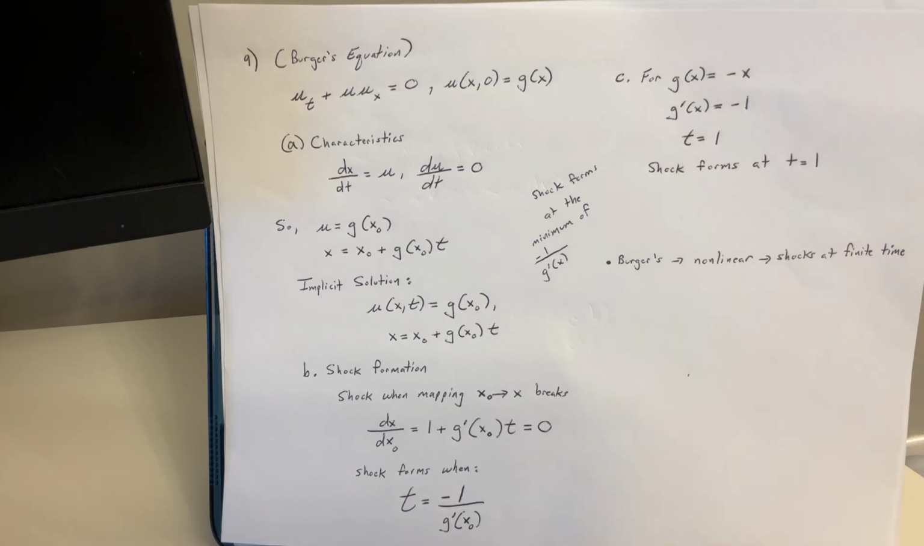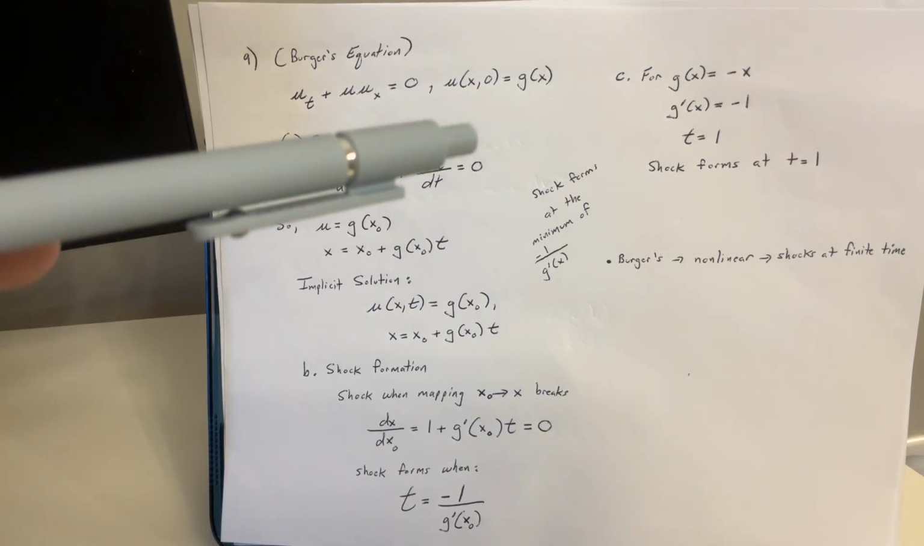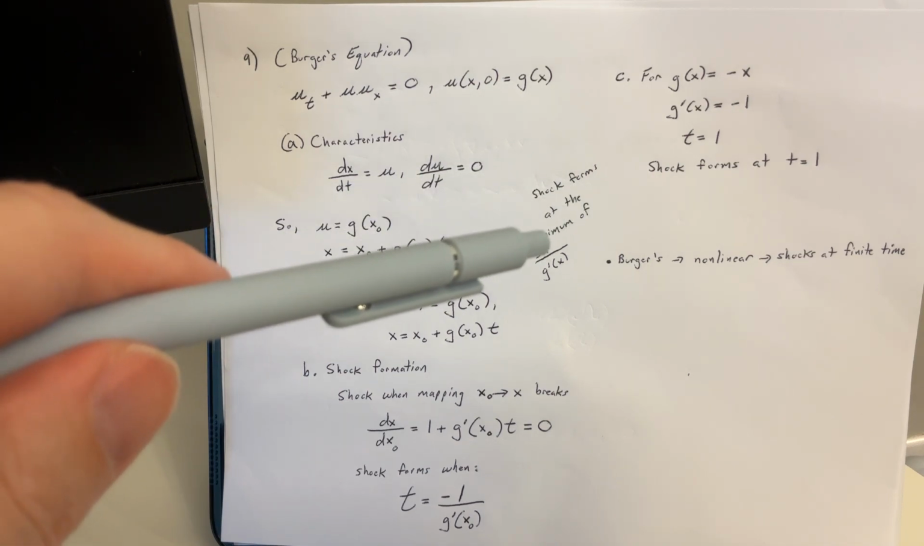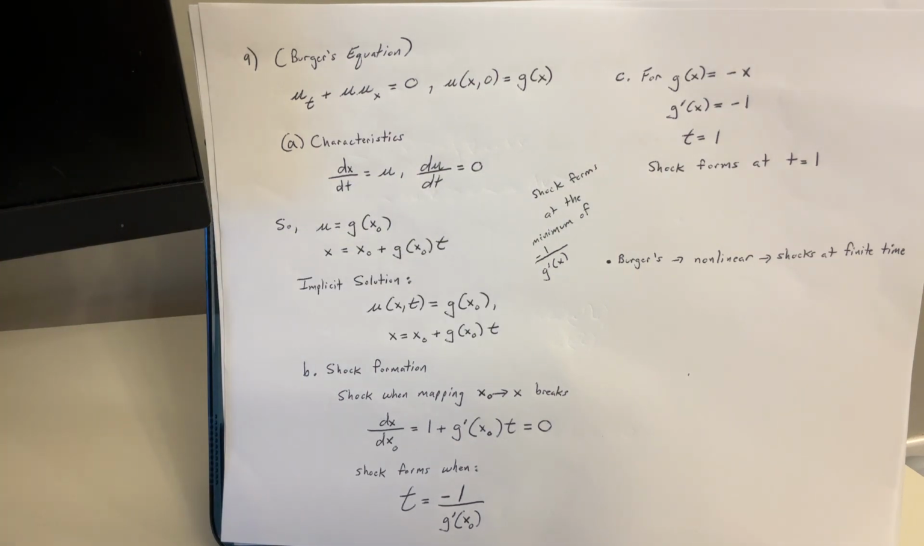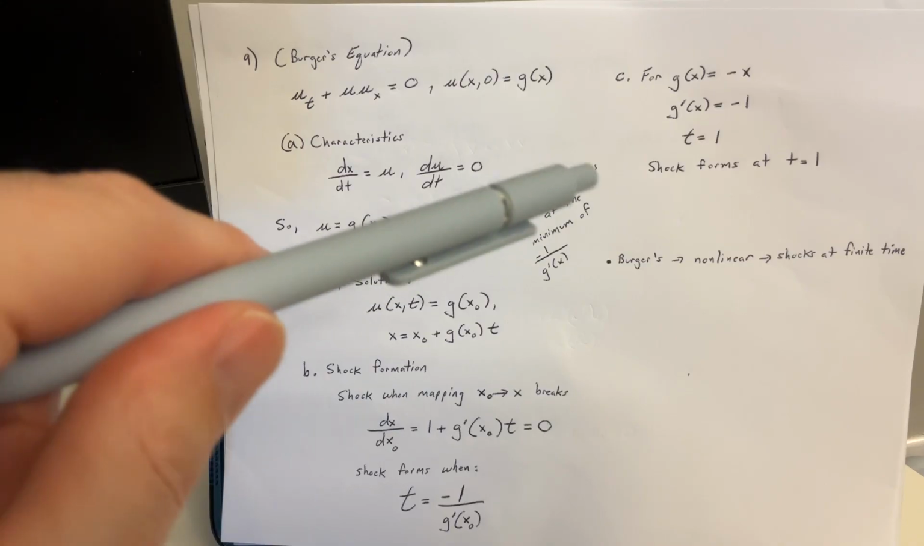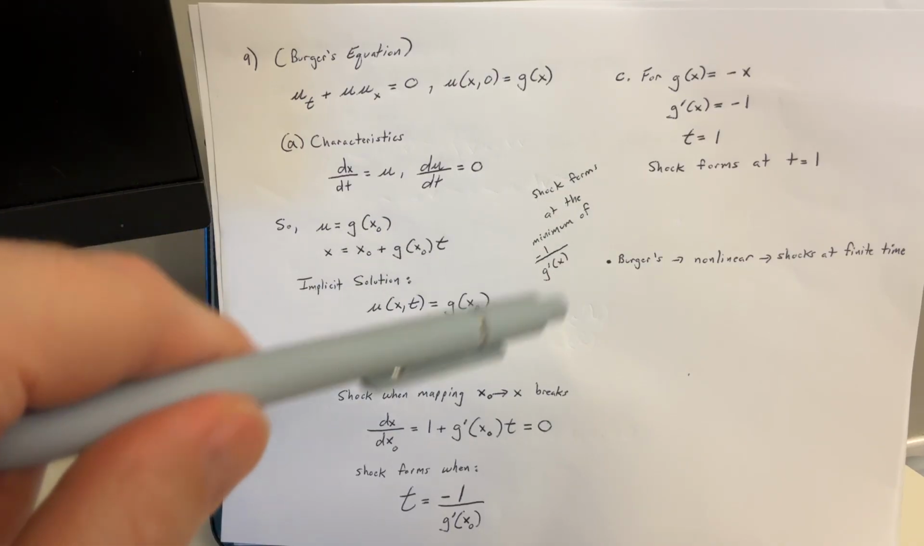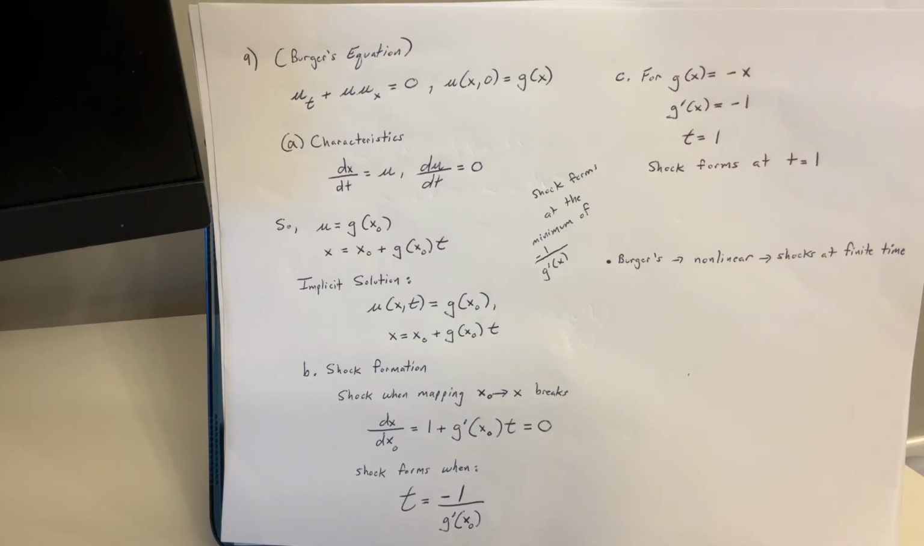Okay, so that's when the shock forms, and in general, the shock forms at the minimum of negative 1 over g prime of x. This is a good thing to know. The shock forms at the minimum of negative 1 over g prime of x, and this is for Burgers'.